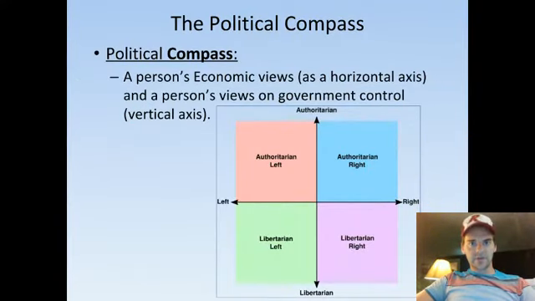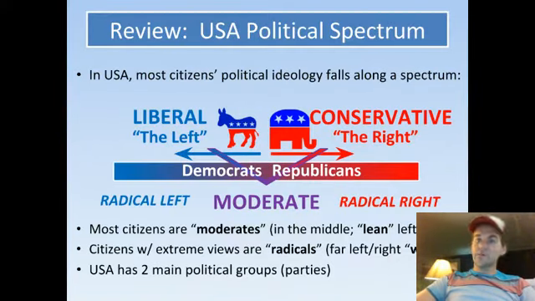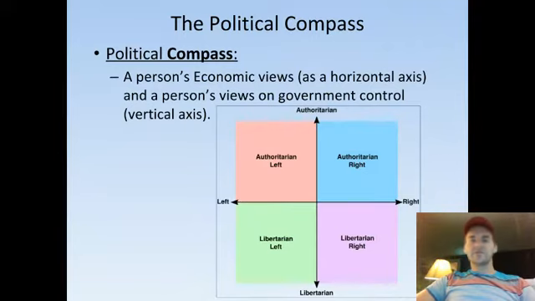Well, today we're going to take this spectrum and we are going to add a whole new dimension to it. Or maybe I should say a whole new direction, because we're not going to be going just left and right now. Now we're going to add a vertical line, an up and down sort of spectrum. And when we do that, we're no longer talking about a spectrum. Now we're going to talk about this thing called the political compass.